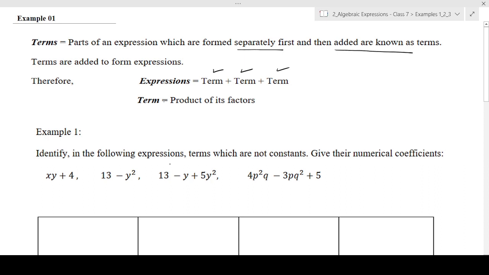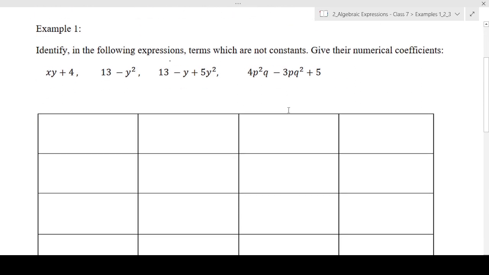And what is a term? It is nothing but the product of its factors. Please refer to my introductory video to learn more about expressions, terms, like terms, and unlike terms. Let us go ahead and look into this particular example. Identify in the following expressions the terms which are not constants and give their numerical coefficients. Okay, so let us go ahead and solve.